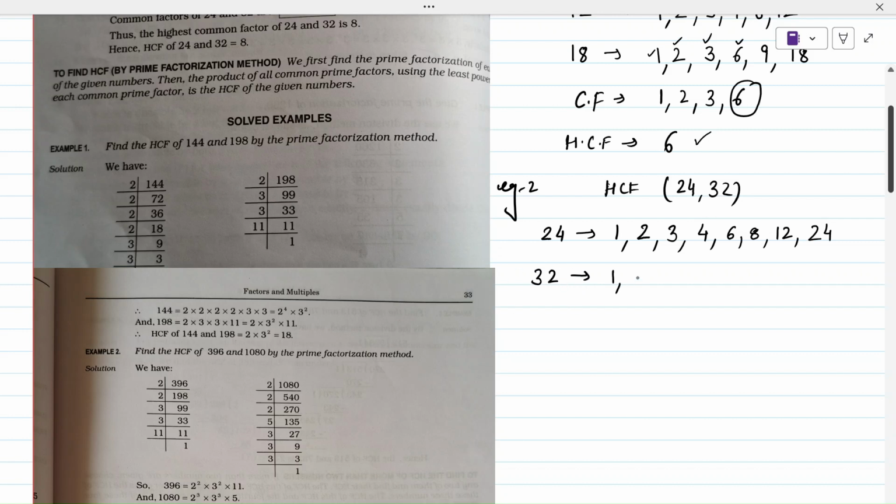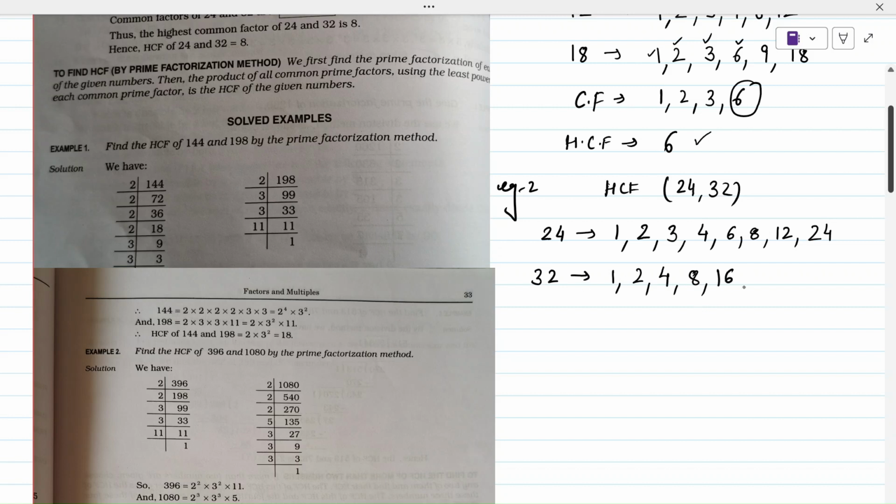Again, it is 1 here, 2 is a factor, 3 is not a factor, 4 is a factor, 5 is not a factor, 6 is not a factor, then 7 is also not a factor, 8 is a factor, right? 8 is a factor of this, 9 is also not a factor of this, not 10, not 11, not 12 also. Okay, then the next factor is 16.